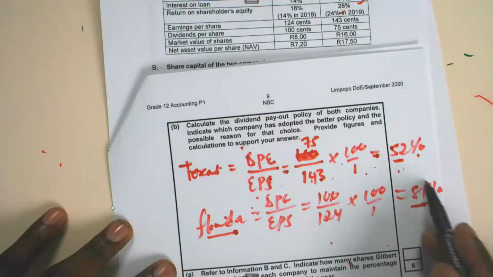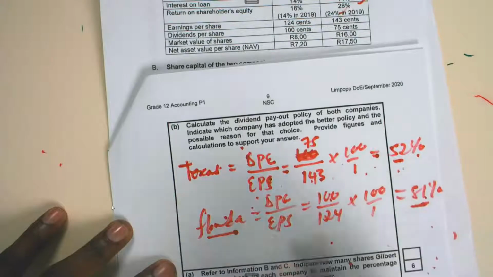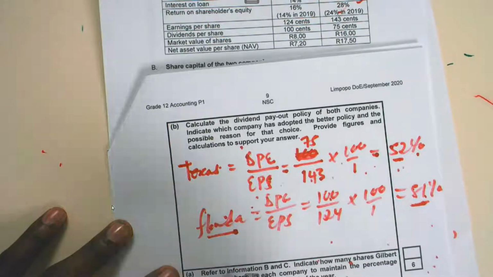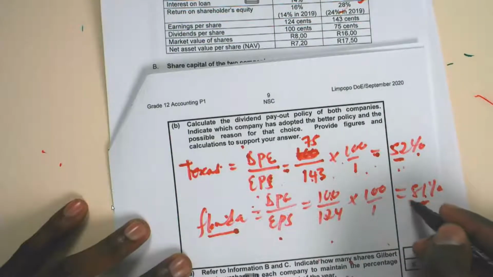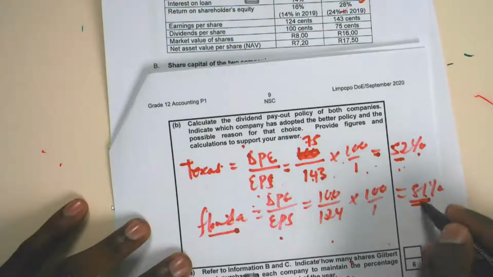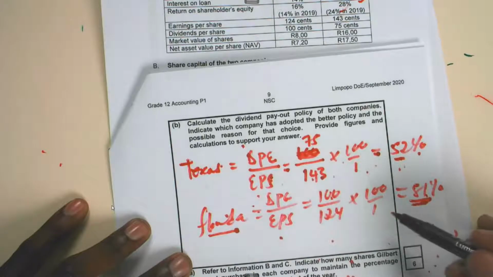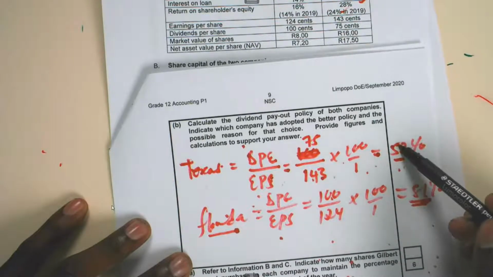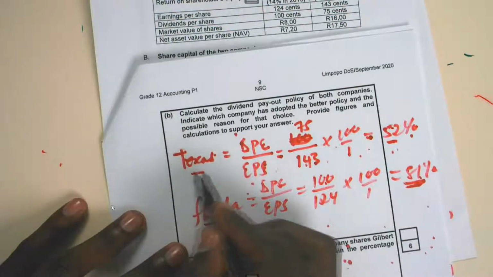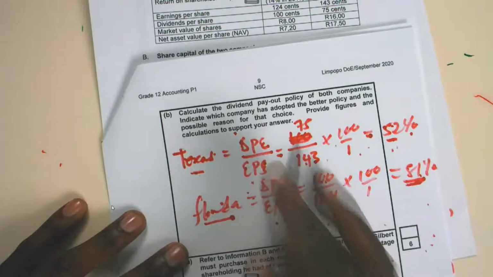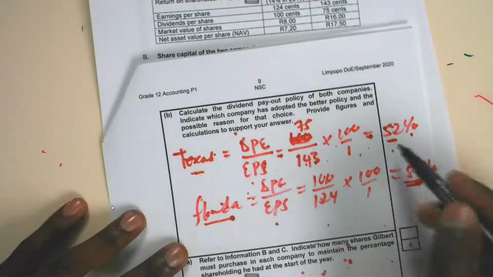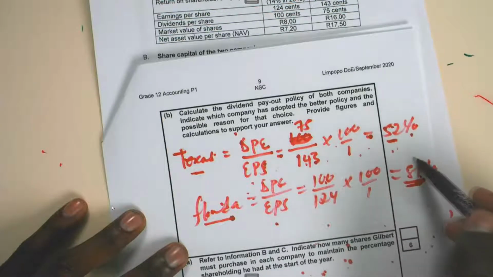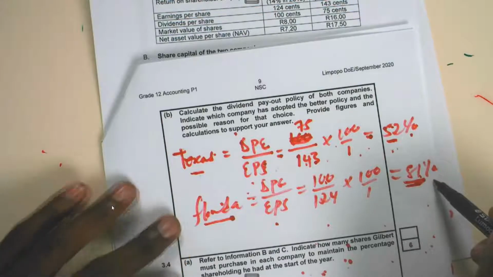Why did they pay more profit? It is because they wanted to satisfy the shareholders. It means Florida's aim in paying 81% was to satisfy the shareholders. Hence, they paid more than what Texas has paid. But if you were to choose Texas and comment on the dividend payout policy, you are going to say they paid 52%, which is less than the 81% paid by Florida.